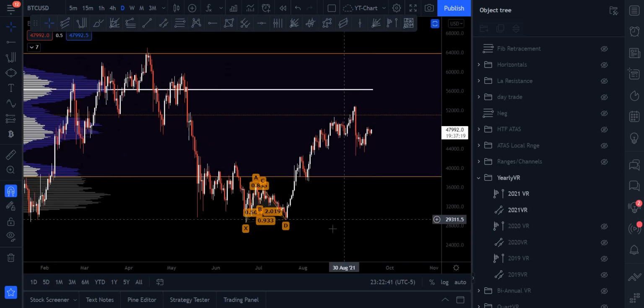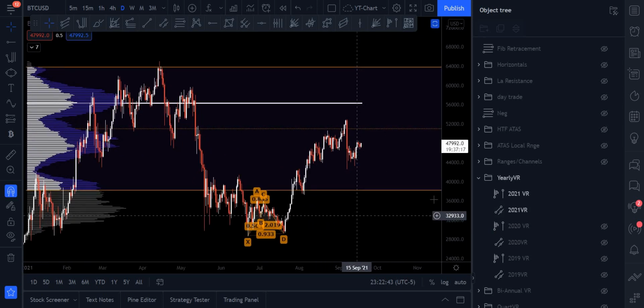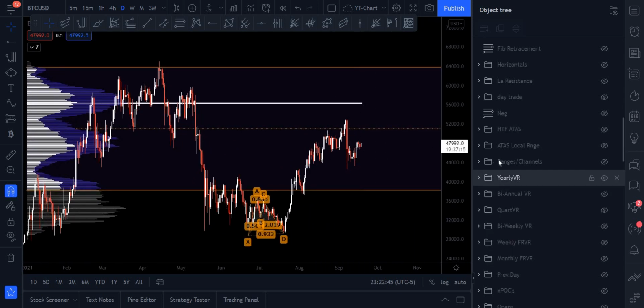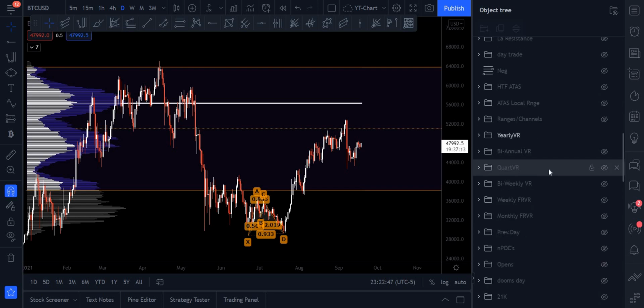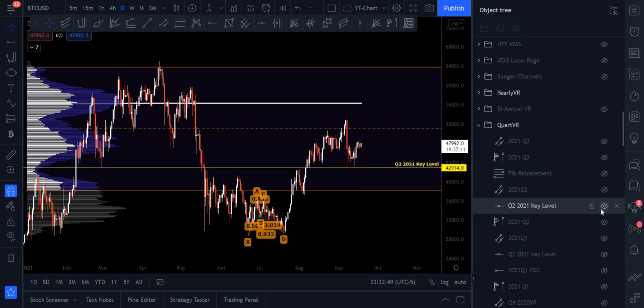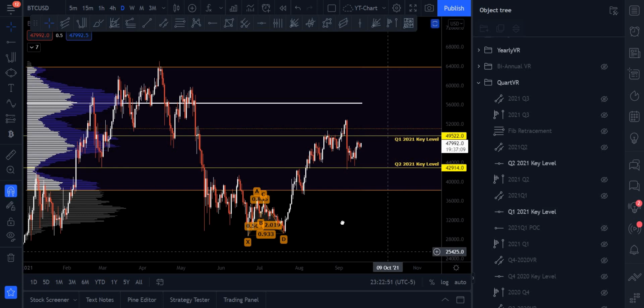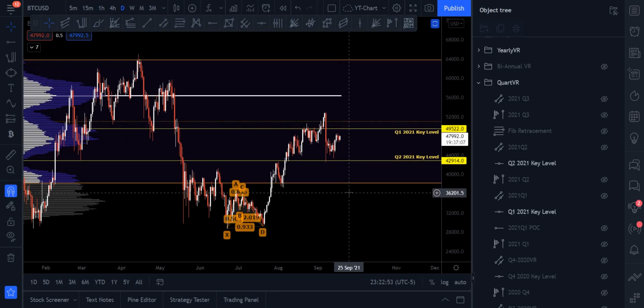Really want to make sure that we're keeping level-headed, and you will notice that we're well within the yearly range. And I've given you guys these key levels long time ago, back in like May actually. You got these two levels here, 42,914, 49,522.